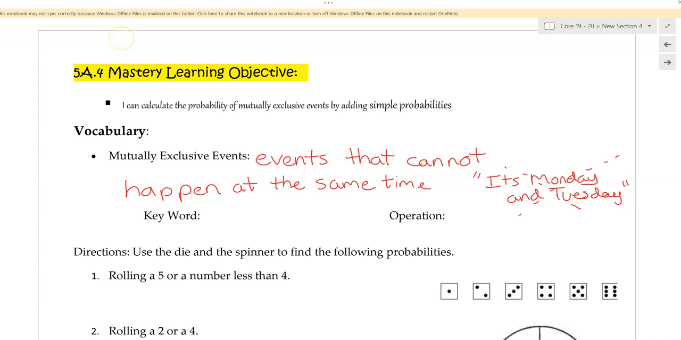So the key word for mutually exclusive events is or. And or tells us to add. So remember, in the last two things we looked at in 5A.2 and 5A.3, we had and as our key word, and tells us to multiply. So knowing what and tells us to do and what or tells us to do are very important.